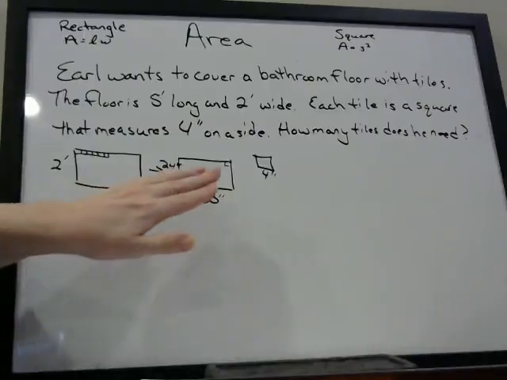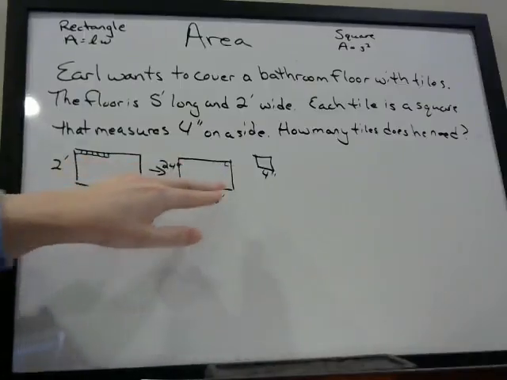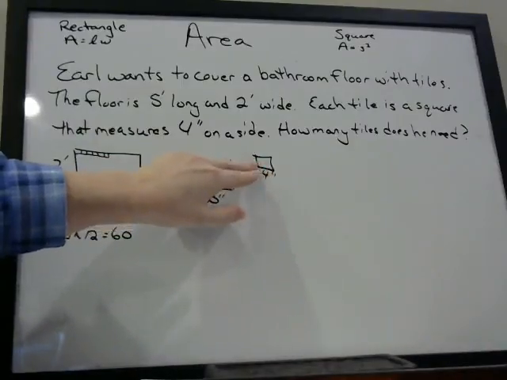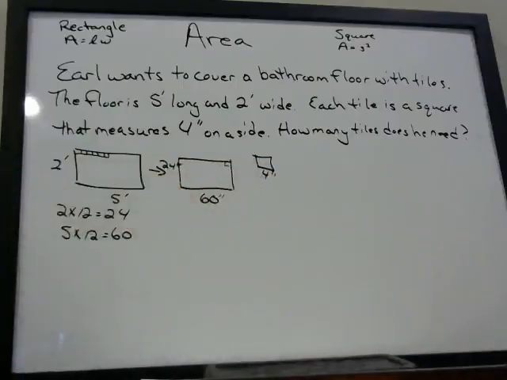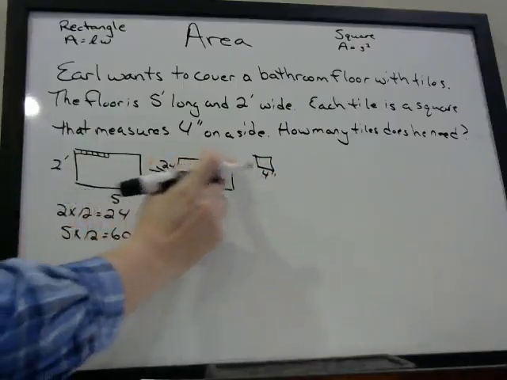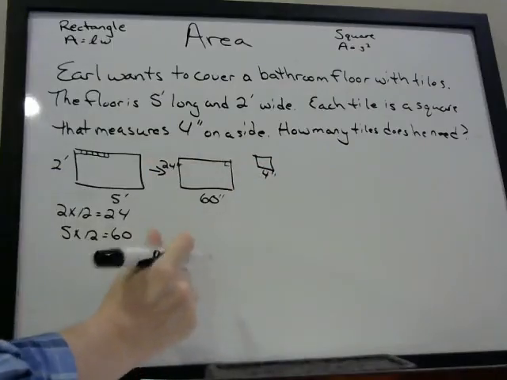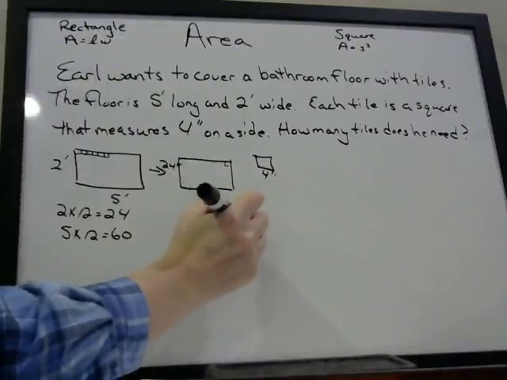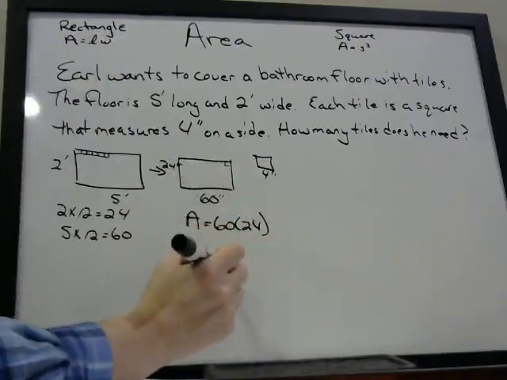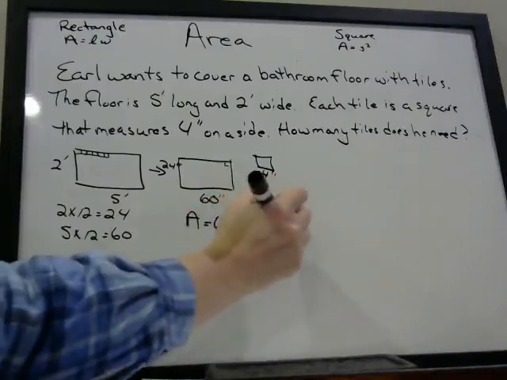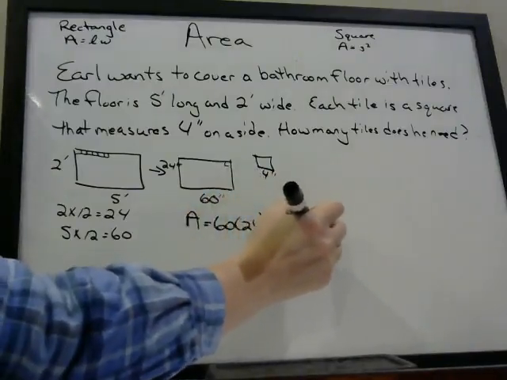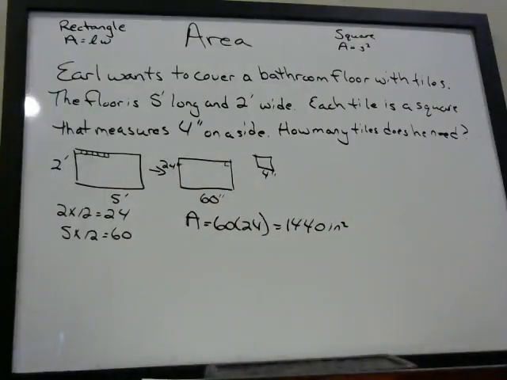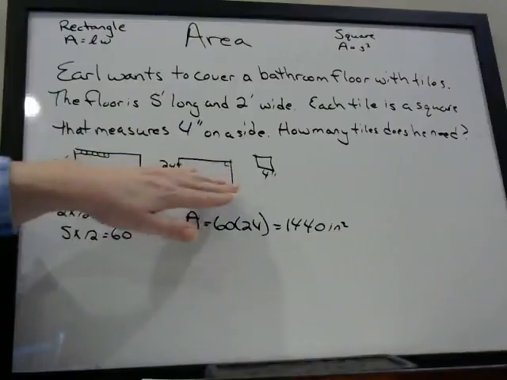So, we have the bathroom. It's 24 inches by 60 inches. We have these tiles that are squares, 4 inches on each side. How many do we need? So the first thing we're going to do, what is the total area of your bathroom? So again, you go to the formula, length times width, 60 times 24. You plug that into your calculator, and you're going to get 1,440. And again, we're working in inches squared. So that's the total area of the floor.